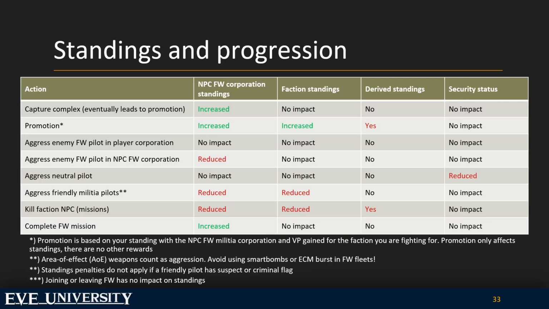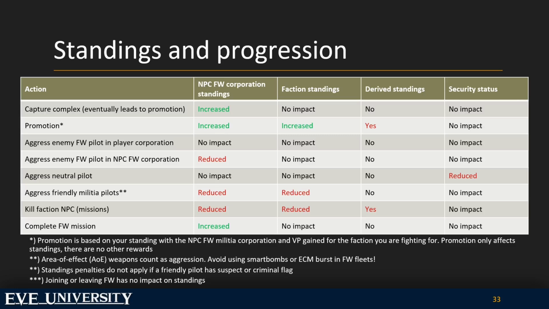One pretty strange game mechanic related to aggression against friendly militia pilots is the area of effect weapons. They will count as aggression, which is really weird, but it has been in the game, I think, from the beginning of Faction Warfare, and I don't think it can be fixed. So this is just part of the game mechanics now.